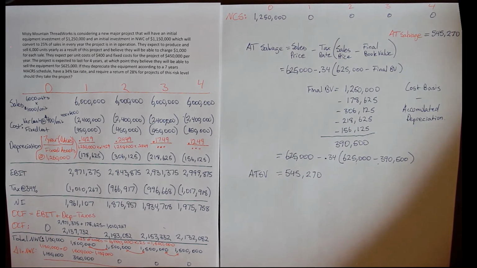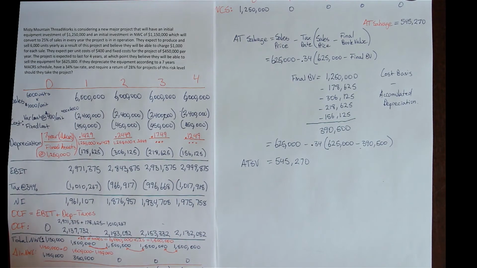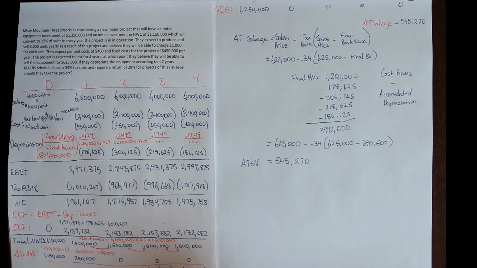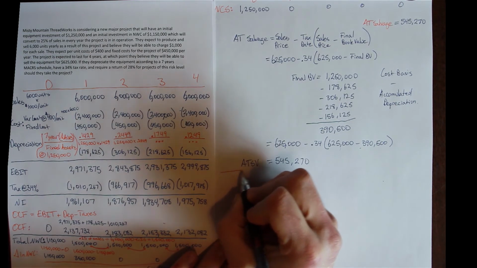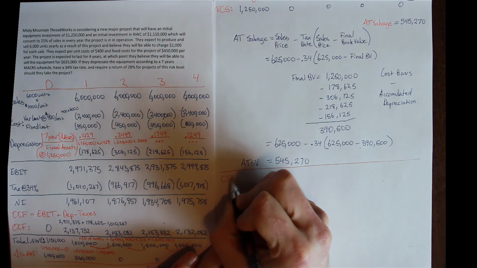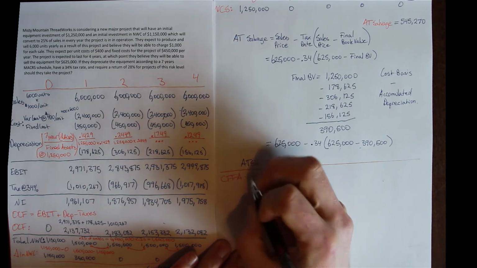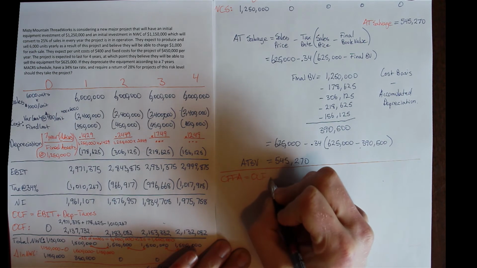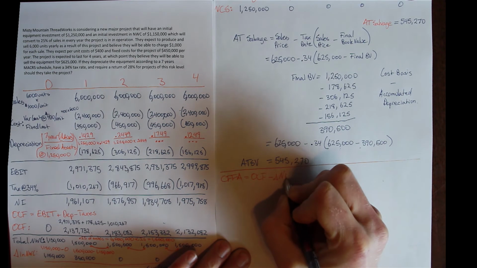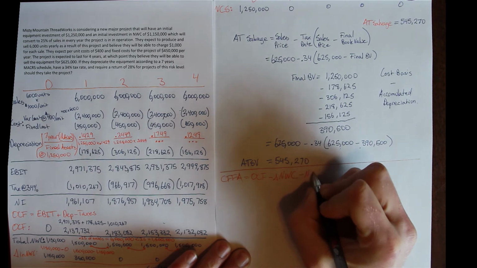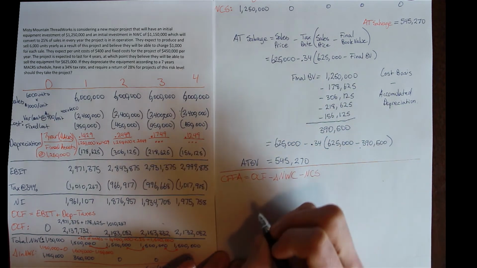So what remains is to calculate free cash flow, or cash flow from assets rather, which is operating cash flow minus change in net working capital minus net capital spending, and then take the net present value based on those cash flows from assets. So the last thing that we've got to do is calculate cash flows from assets. And cash flows from assets is equal to operating cash flow minus the change in net working capital minus net capital spending. And so we've calculated those here.